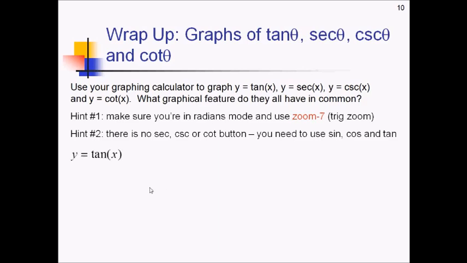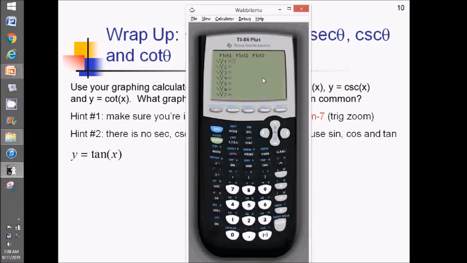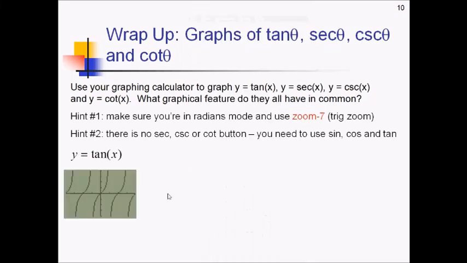All right, so let's do tan first. So on my calculator, I'm in my y equals here, and I'm going to now do tangent of x. And again, I'm going to do zoom 7 to get my trig zoom going on here. So here's the graph of tangent, and that's kind of crazy. It looks like it keeps repeating, but it keeps skipping these spots in the middle. So here's the graph of tangent.